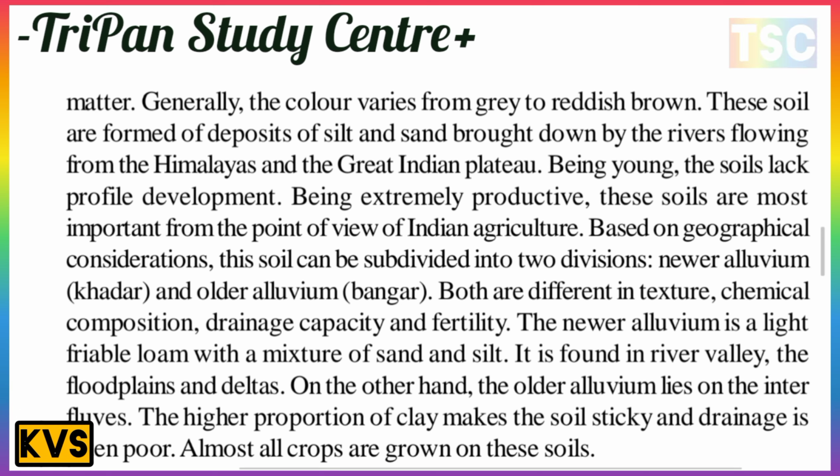The newer alluvium is light, fibrous loam with a mixture of sand and silt. It is found in river valleys, flood plains and deltas. On the other hand, the older alluvium lies on the interfluves. It has a higher proportion of clay, which makes the soil sticky, and drainage is often poor. Almost all the crops are grown on this soil.